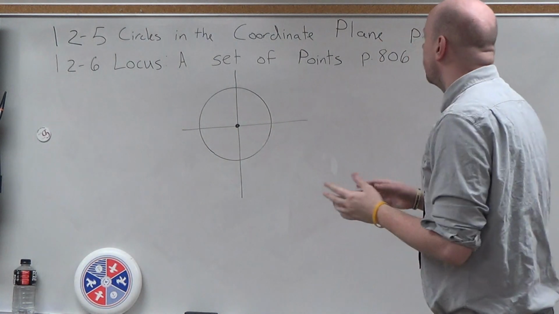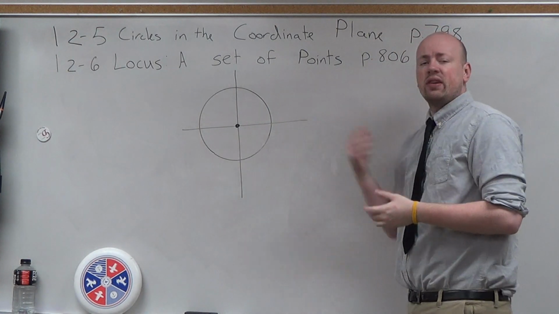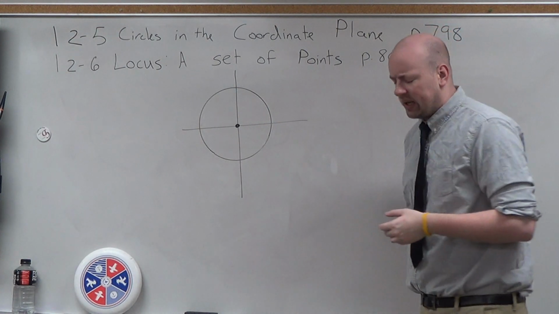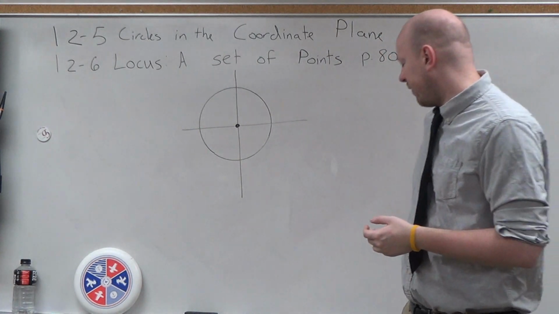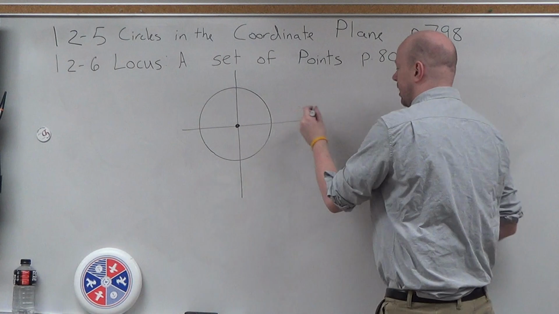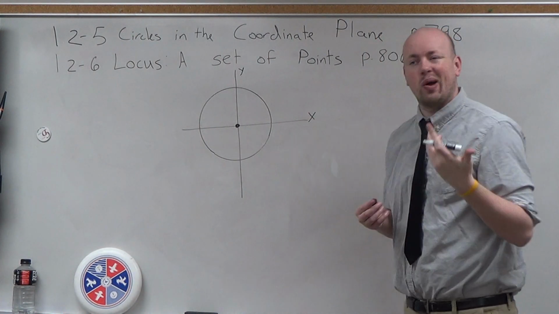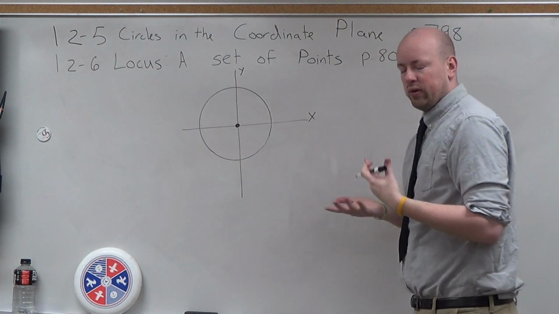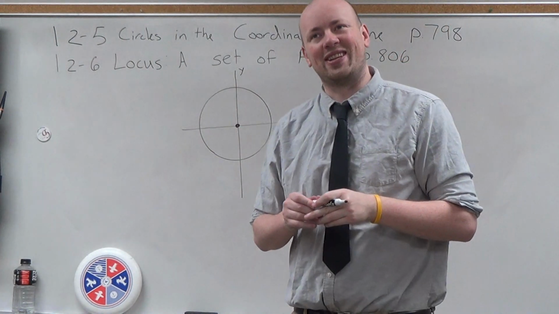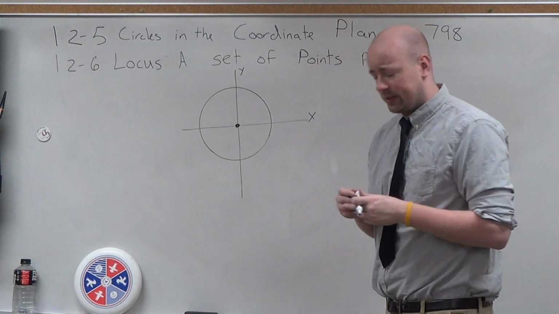Okay, so 12-5, circles in the coordinate plane. Well, here I have a circle and then a coordinate plane, we talked about that before. Remember, coordinate plane just means a graph. So I have an x and a y, so my x, y coordinates. Now, if I have a circle centered on the O, or centered on the origin, rather, it would look something like this.